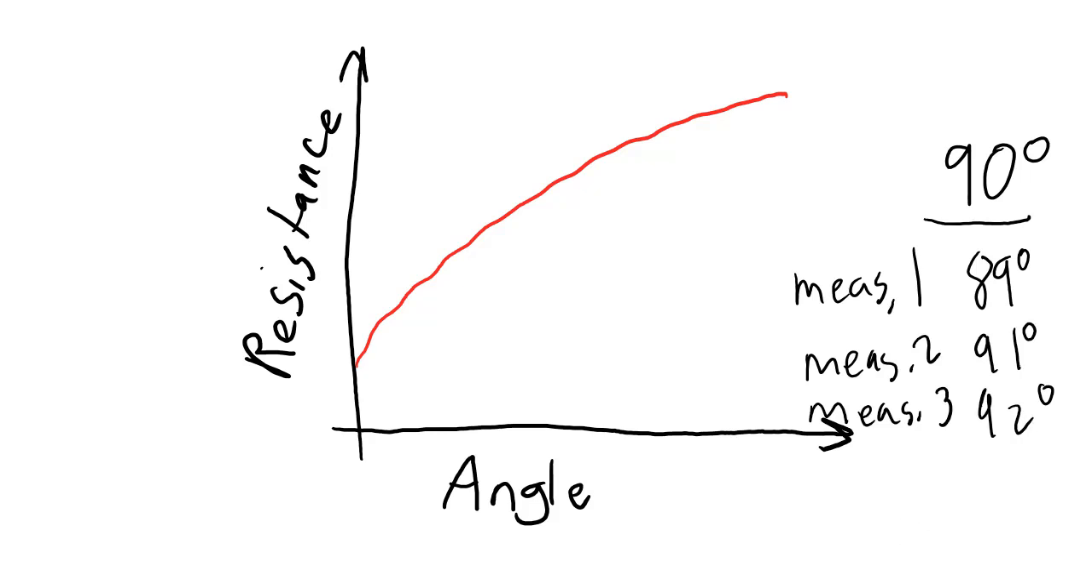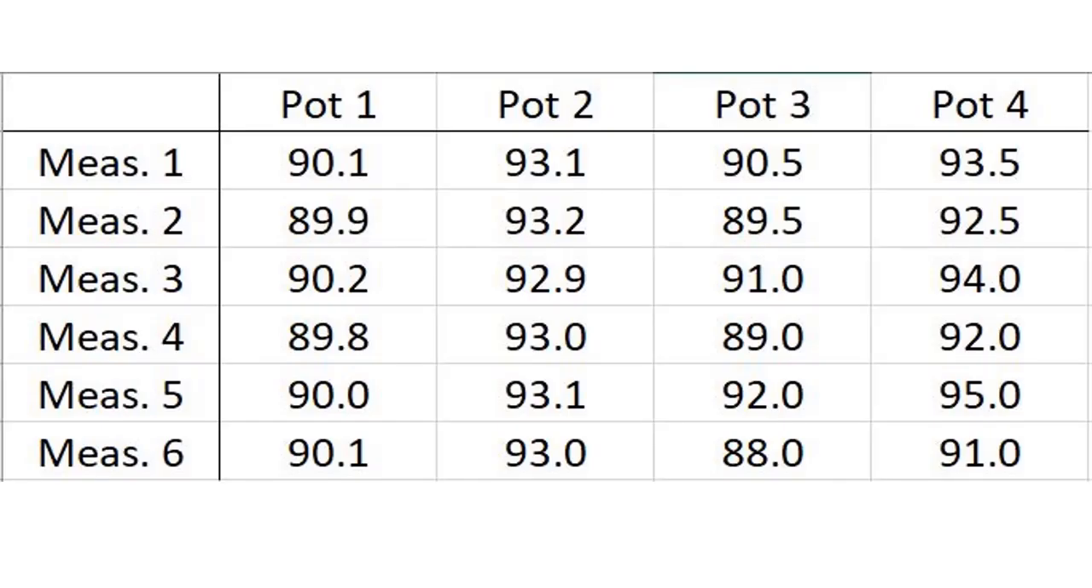So, suppose that we have 4 different potentiometers, and we do this test on all of them. Suppose the 4 potentiometers give us readings like this. One of these 4 potentiometers is very precise and very accurate. One of them is very precise but not very accurate. One is very accurate but not very precise, and one is neither precise nor accurate. Can you tell which is which?